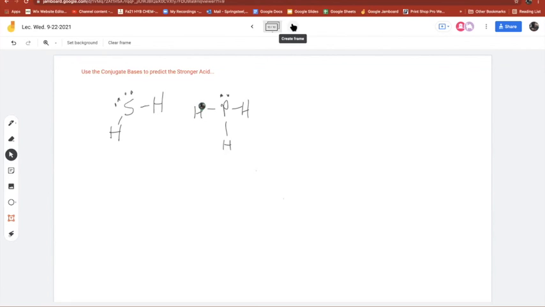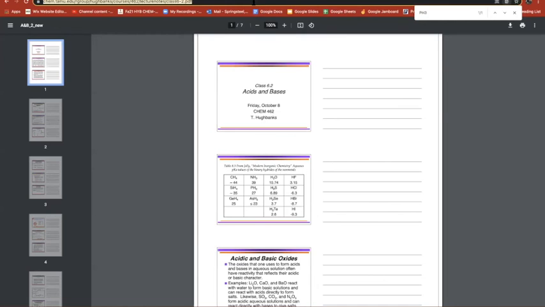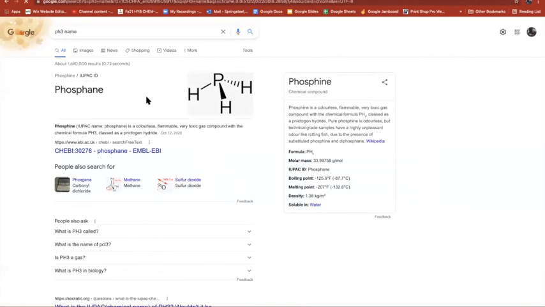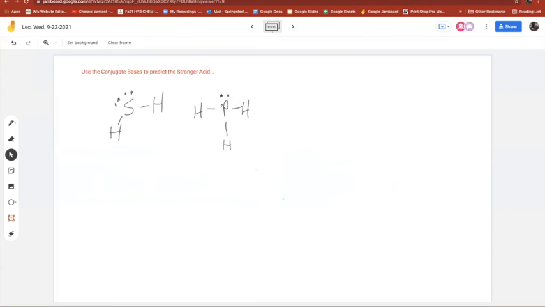Okay, so which one is the stronger acid, do you think? The PH3 is not phosphoric though. I forget, what is it called? Is it phosphine? PH3. Phosphane, yeah, not phosphoric acid, it's just phosphane. Okay, so phosphane or hydrogen sulfide?